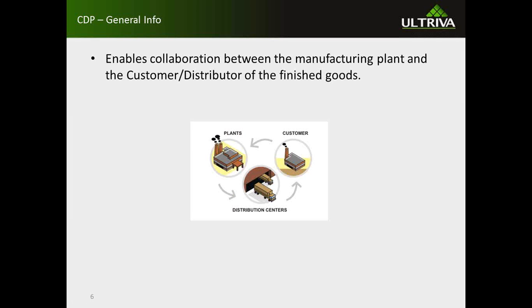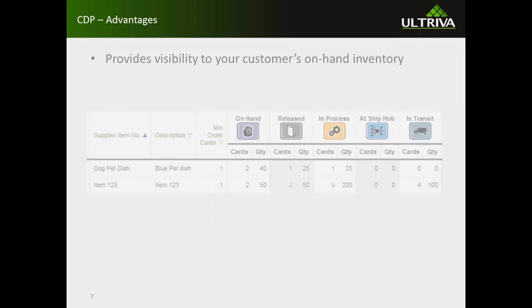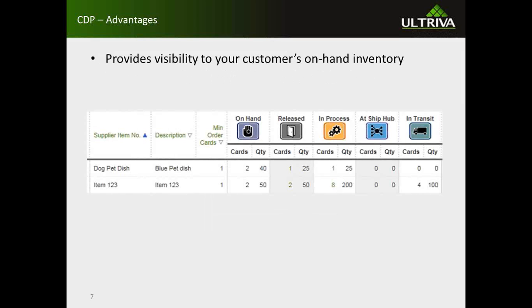Okay, so we'll start with just a little bit of general information about the Collaborative Demand Portal. Its primary function is to facilitate the communication of demand between a supplying business unit and a customer business unit. Some of the advantages of using this module is it provides visibility to your customer's on-hand inventory. So you can see there in that screenshot below, at the plant level or at the supplier business unit level, we can see what our customer currently has on hand, as well as how many orders we have that are waiting to be accepted, in process or even in transit there.